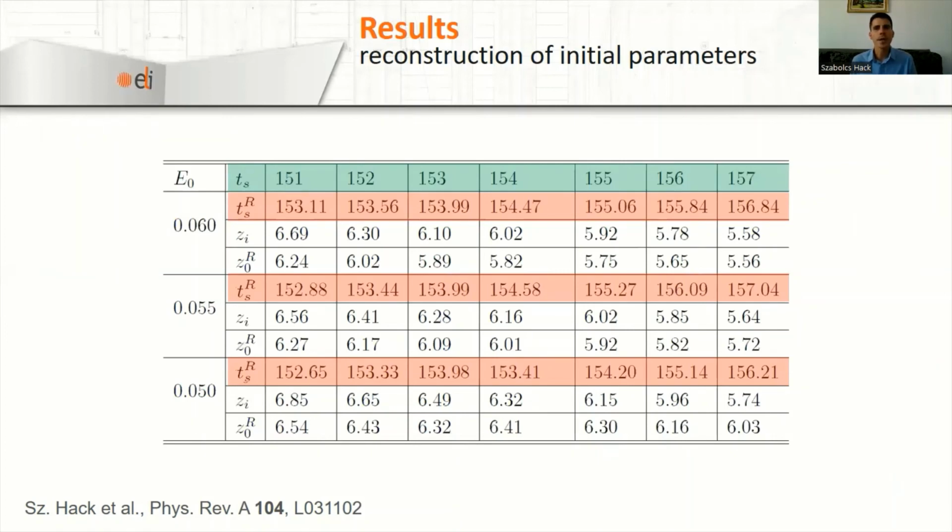We performed numerical experiments, so we generated the detected momentum values according to our proposed initial conditions. You can see here, in case of different electric field strength, the real starting times and positions, and the reconstructed ones marked with capital R. For the really probable trajectories, the error may get even below 5 attoseconds.